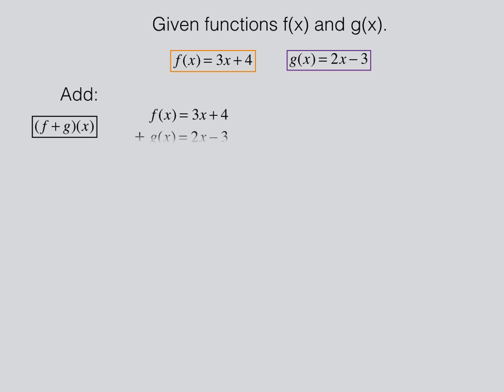We can line them up vertically and combine like terms. We'll add our linear terms, so to get 5x, and then our constant terms. So f plus g of x will equal 5x plus 1.